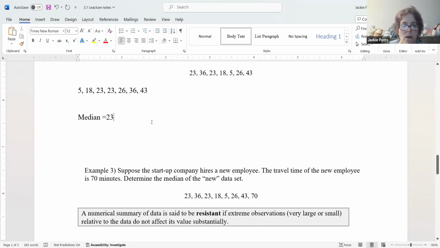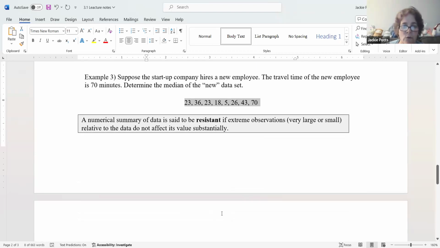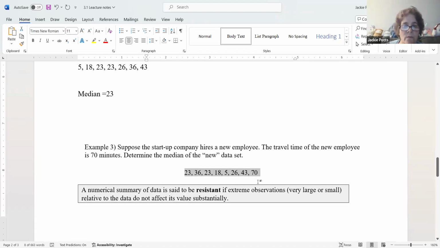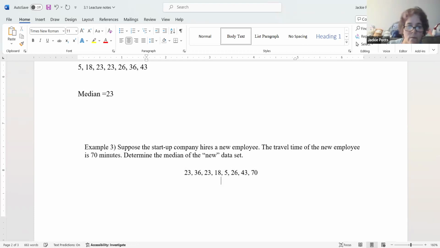Right? Well, let's do this again. This time, though, we had 8 pieces of data. So since I'm kind of out of room, there we go. Again, I've got to put it in order. Numeric order from smallest number to biggest number.